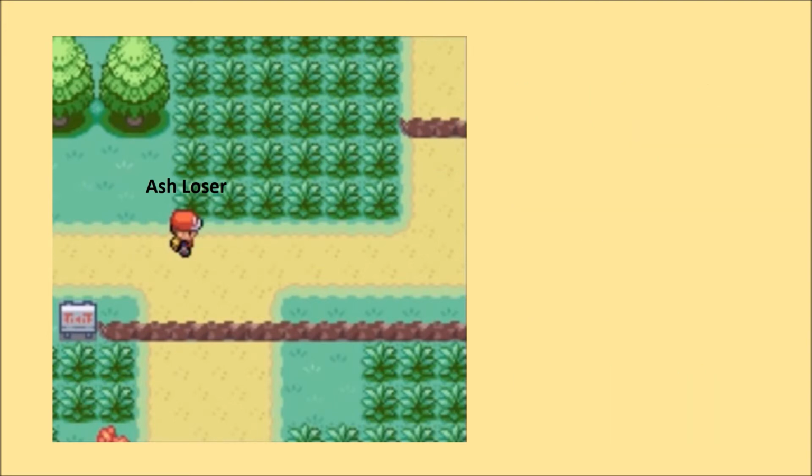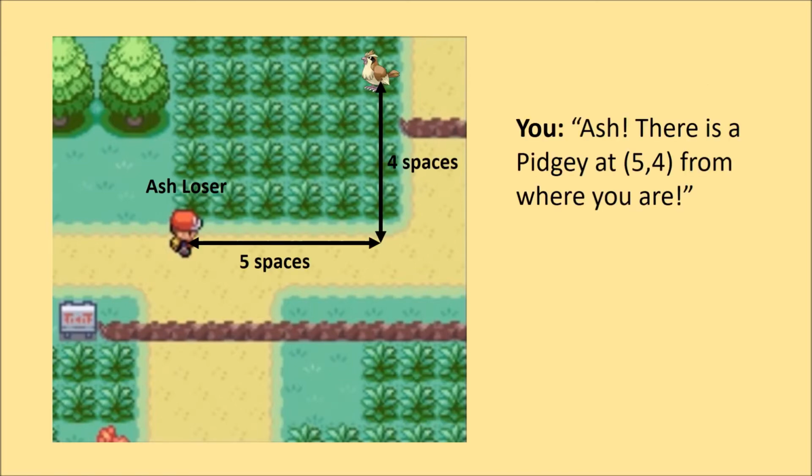Well, imagine this. Same thing, 5 spaces, 4 spaces. Now what if I say, Ash, there is a PG at 5 4, or whatever you want to say, 5 4 from where you are. Now isn't it a much shorter sentence? Now Ash is probably going to catch the information and the PG is in trouble. So what have I done here? Notice the bracket 5 4. Can you see how I am representing the information over here?